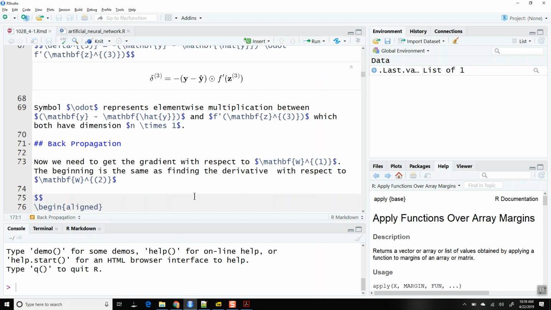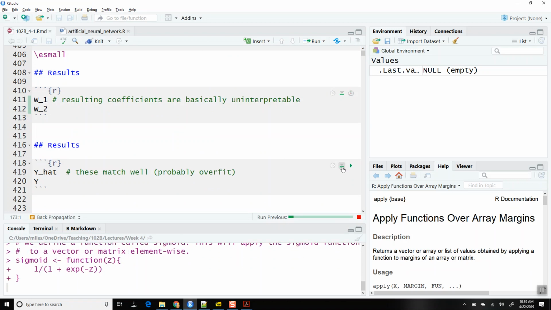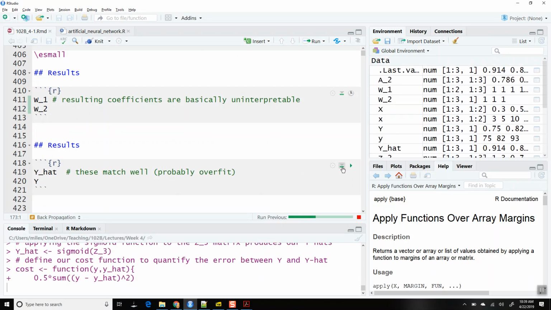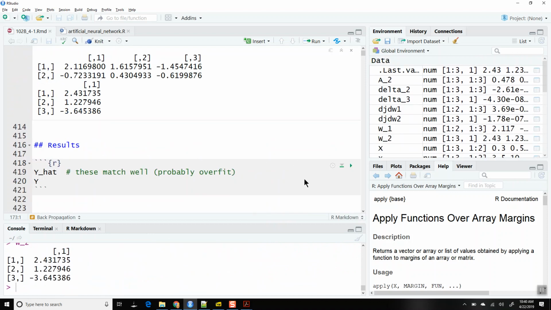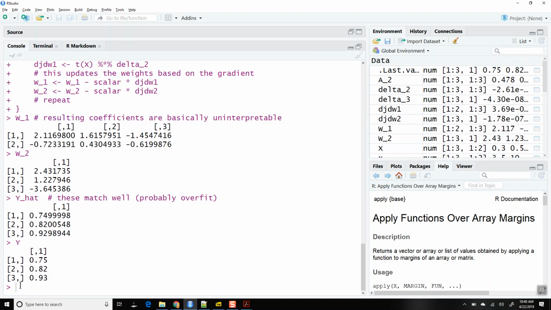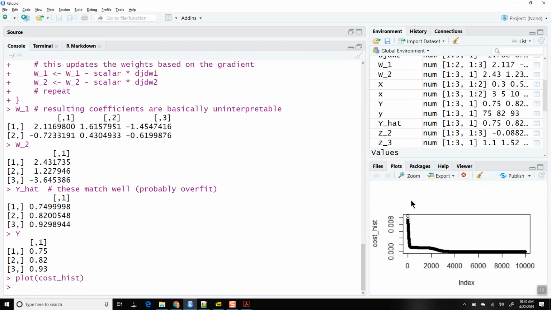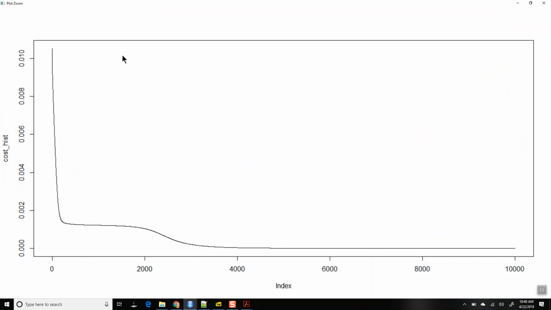And I forgot to plot the cost history function, okay? And so this is what we have, and okay, so I've got cost history. Let me just show you a plot of that. Okay, and so this is what our cost history looks like.